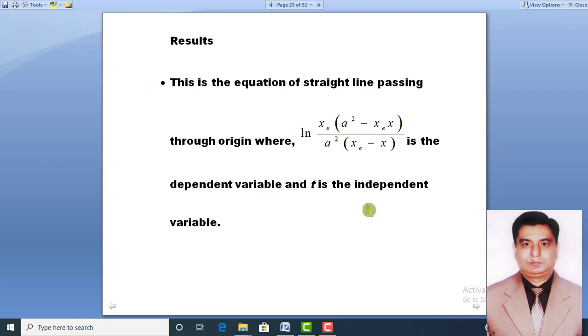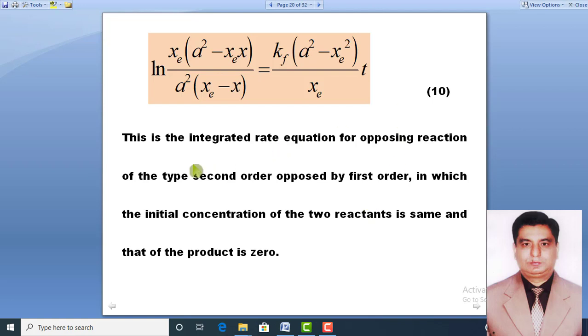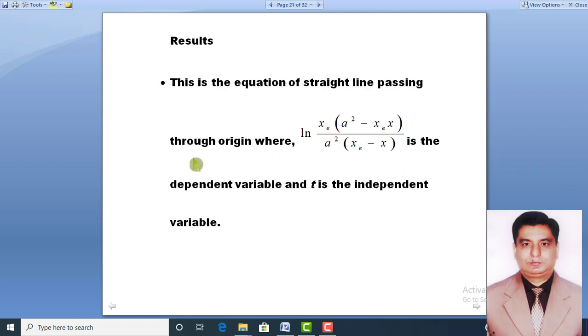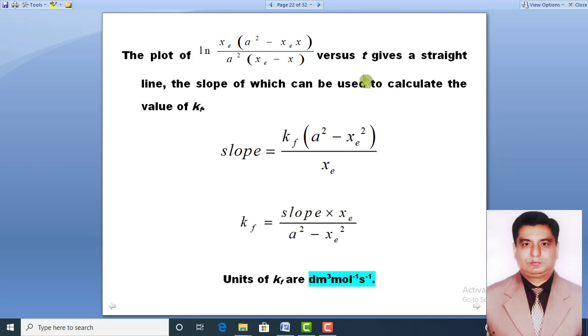Dear students, we can draw the following results from equation number 10. Very simple. Number 1, this is the equation of a straight line that passes through the origin. In this equation, log natural xc into a square minus xcx over a square into xc minus x is the dependent variable, while time is the independent variable. Similarly, if we plot a graph along the y-axis, we take this log natural value, and along the x-axis we take the time, then we will get a straight line.